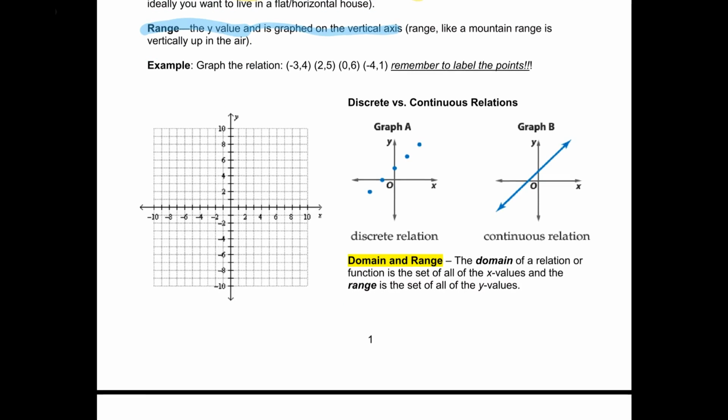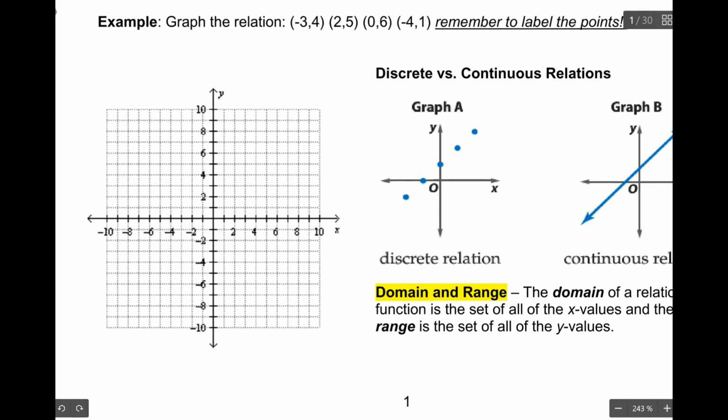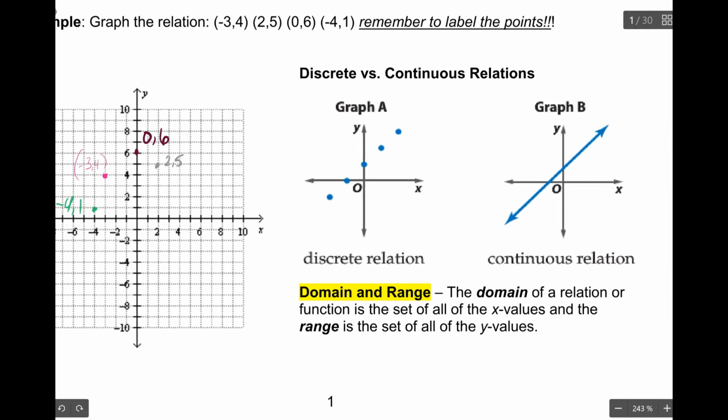Graph the relation (-3, 4), (2, 5), (0, 6), and (-4, 1). Remember to label the points. First up, (-3, 4), that's right here. Then we have (2, 5), (0, 6), and (-4, 1). We see there's some sort of relation here. If we wanted to make this continuous, it would look like an upside down sad face.